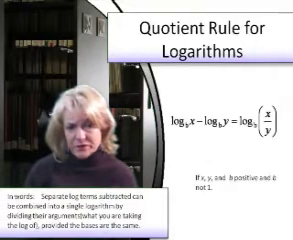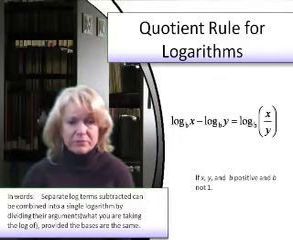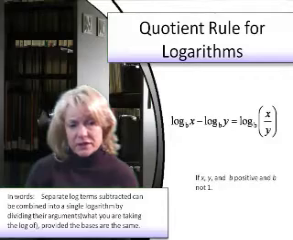The quotient rule for logarithms says that if two log terms are subtracted, they can be combined into a single logarithm by dividing their arguments.